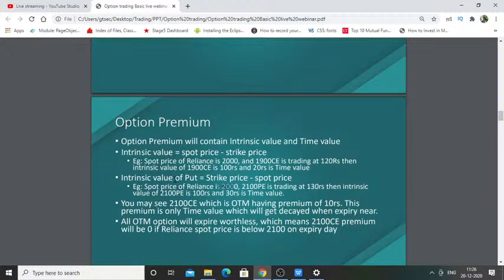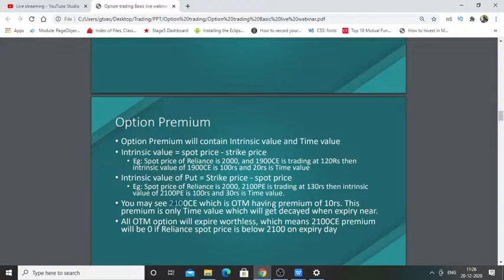In this same example, the stock is trading at 2000 and the 2100 call will not have an intrinsic value at all. So in that case, this is an OTM call option. The OTM call option will have a premium of around 10 rupees or something else.